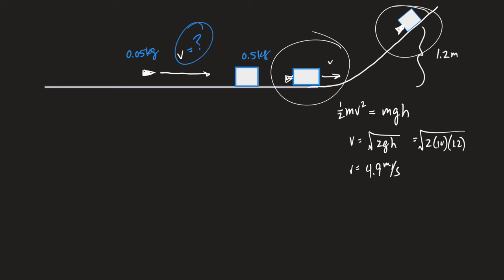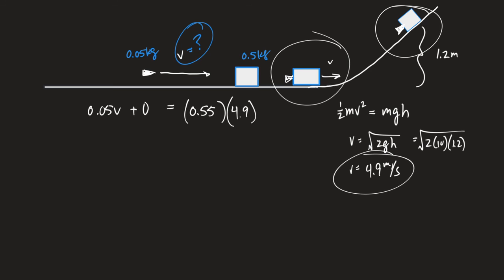I would keep a couple decimal places between steps. That's a good way to go. Now, this is the velocity of the bullet block system after the collision. So there is a collision where the bullet by itself had some velocity and the block had none. And after the collision, the bullet block system had a velocity of 4.9 meters per second.